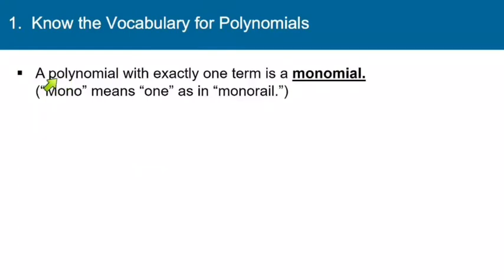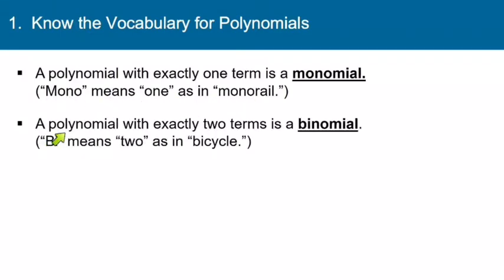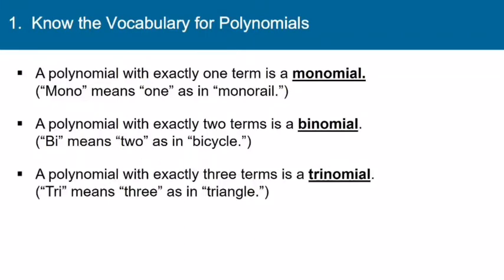Now let's talk about a few special kinds of polynomials. A polynomial that has exactly one term is called a monomial, because I'm sure you're aware, the prefix mono means one, as in monorail. And a polynomial with exactly two terms is called a binomial, because you know the prefix bi means two, like in the word bicycle. And a polynomial with exactly three terms is called a trinomial, because the prefix tri means three, as in the word triangle.